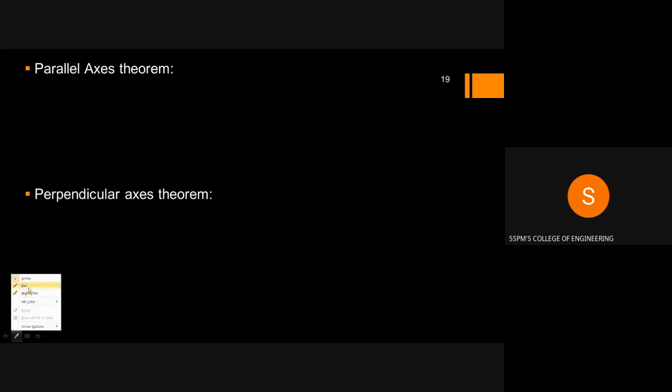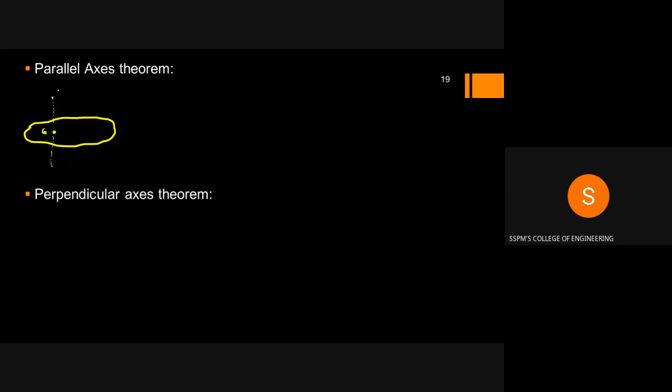In the moment of inertia, we have two theorems. One is the parallel axis theorem. Okay, so parallel axis theorem means what? Suppose this is one rigid object and this is the center of gravity of that object. Okay, and this is the axis which is passing through the center of gravity, and moment of inertia of this object about the center of gravity is Ig.